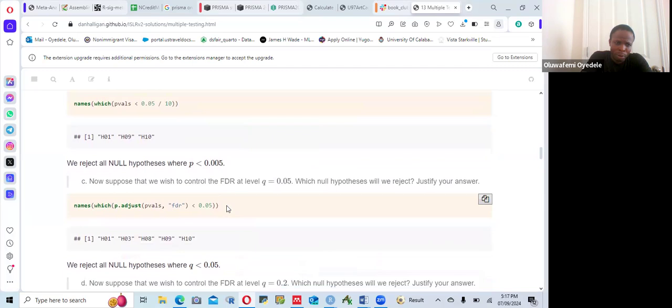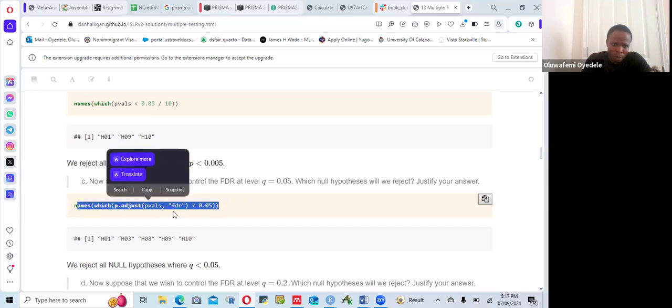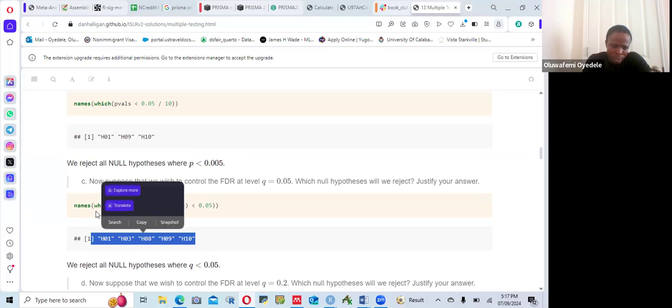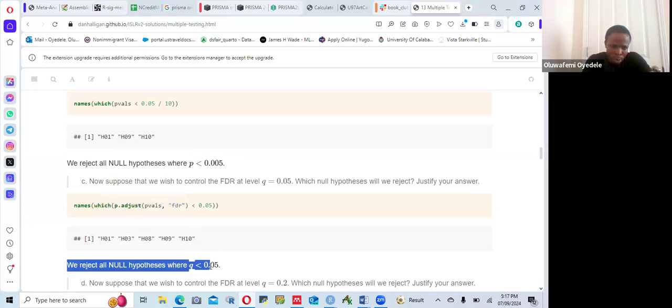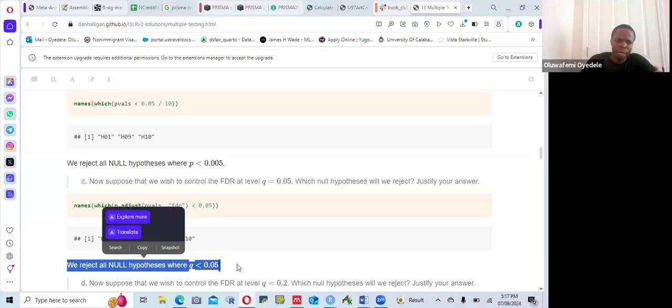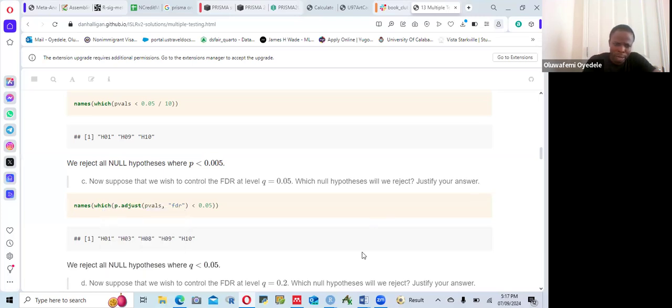Now suppose C, it said now suppose that we wish to control the false discovery rate at level Q equals 0.05. Which null hypotheses will we reject? And we should justify our answer. So here we set our criteria, whereby we have the false discovery rate, where the p-values are less than 0.05. So we are able to retrieve this, and here we can see that we also reject where we have p-values less than 0.05.